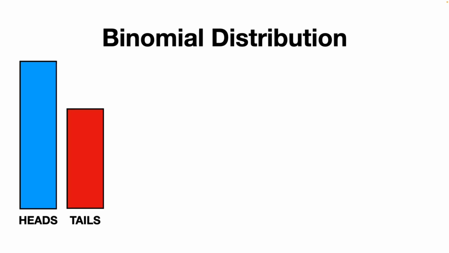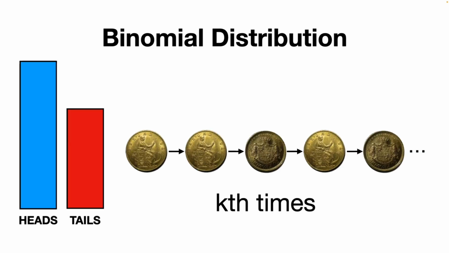Building on that, we have the binomial distribution, which models multiple independent Bernoulli trials. Suppose we flip a coin not just once, but say 10 times, and we want to know the probability of getting a specific number of heads. In a binomial distribution, we have n trials, each with a probability p of success, and we want the probability of seeing exactly k successes in those n trials.